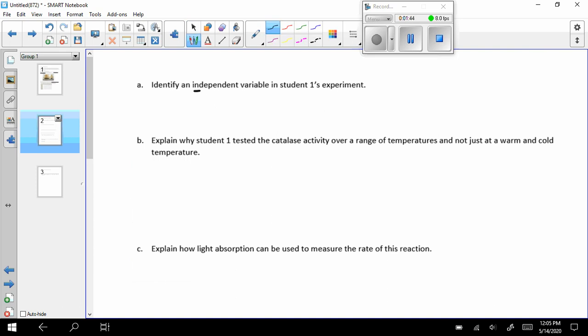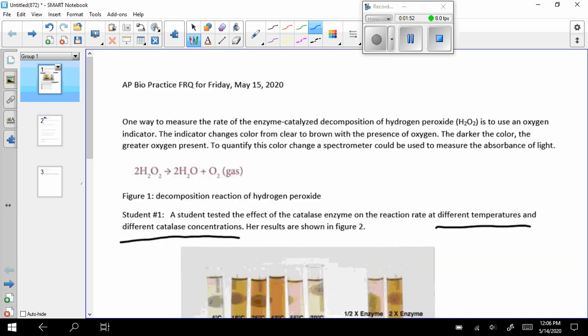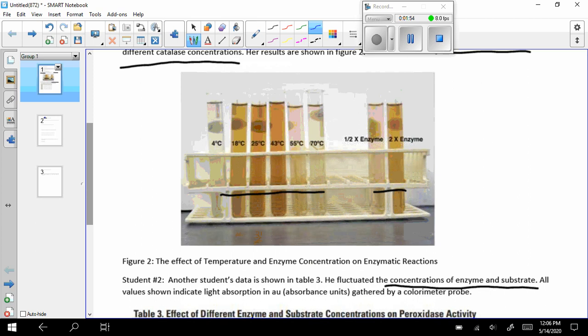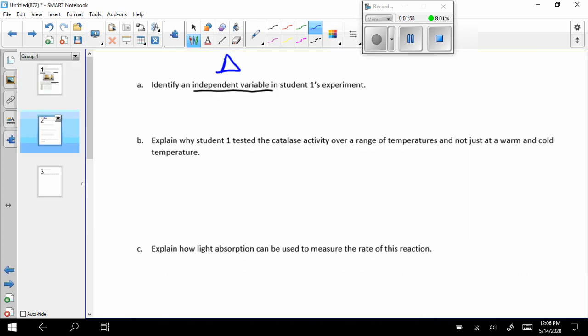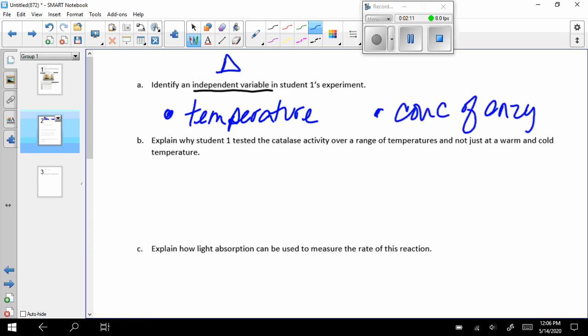Identify an independent variable in student 1's experiment. So the independent variable is the one thing that you change. So back up in the first experiment, the first student, she changed the temperature and she changed the enzyme concentration. So there's two possible choices: temperature or concentration of enzyme used.